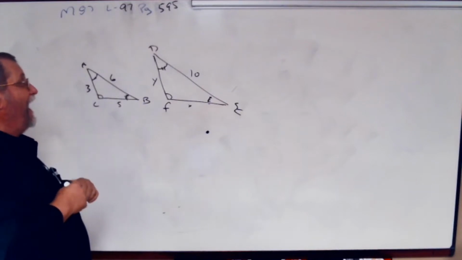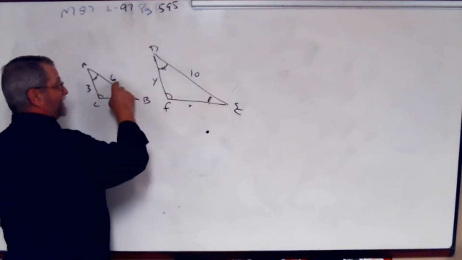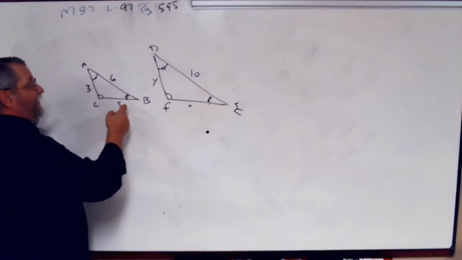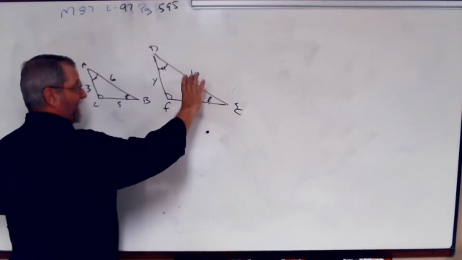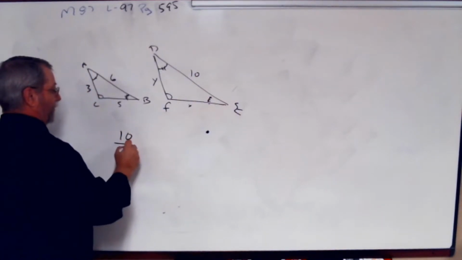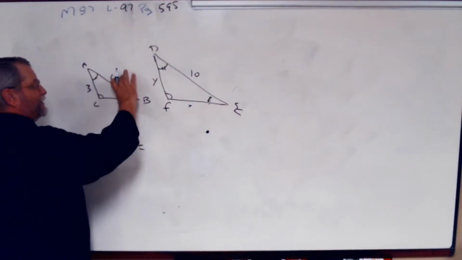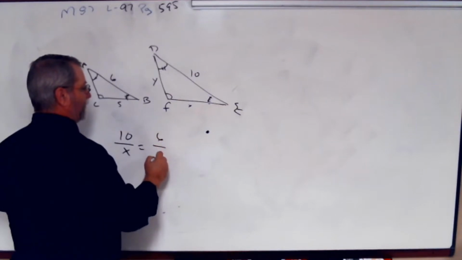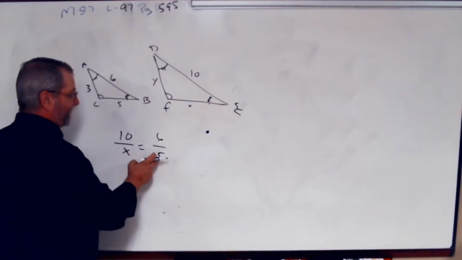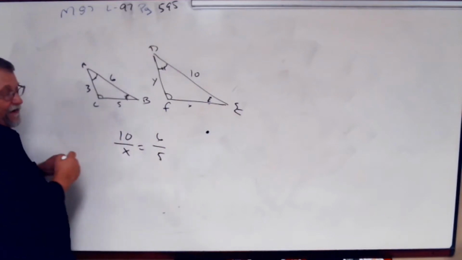Remember ratios? On this triangle over here, I'm going to use 6 because 6 and 10 relate to each other. And if I want to find x first, I have these two here. Do you see that? So I'm going to have 10 over x, and these two here, 6 over 5. To find x, I just cross multiply. 10 times 5 is 50, divided by 6.